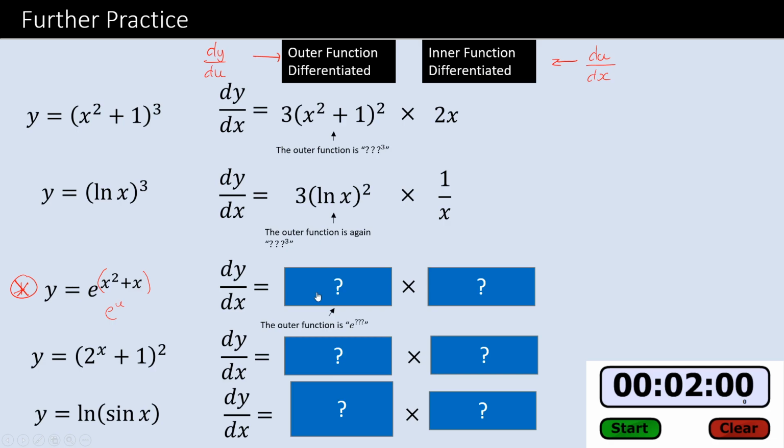If I differentiate e to the u, I get e to the u. So that bit stays the same. That makes sense because we've said with exponentials that the rate of change is proportional to the amount of what you've got at any one point. But it's multiplied by the thing that we made as our substitution, differentiated, which in this case is 2x plus 1.